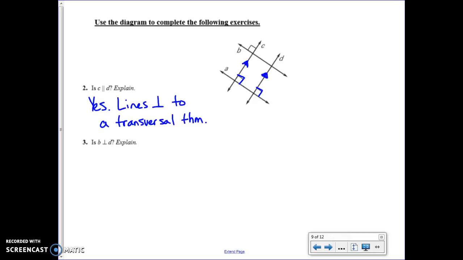Then we want to know if B is perpendicular to D. Well, now we know that C is parallel to D, and we know that B is perpendicular to C. So, since we know those two things, then we could say that B is also perpendicular to D. So we would say yes. Now remember, these aren't the same theorems. This one is just the perpendicular transversal theorem.